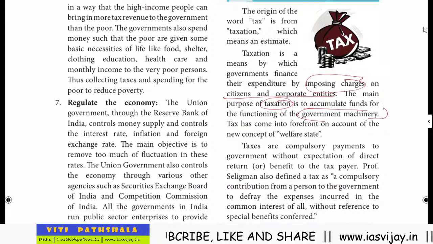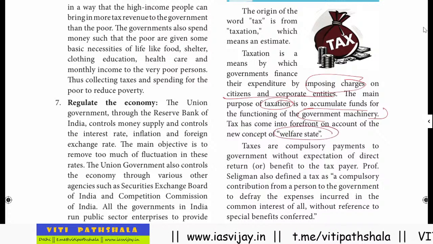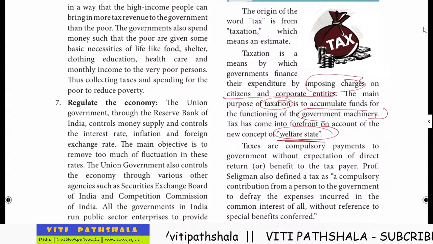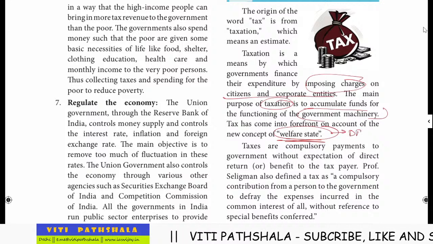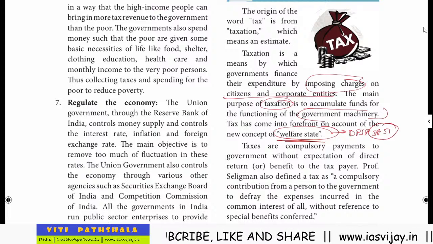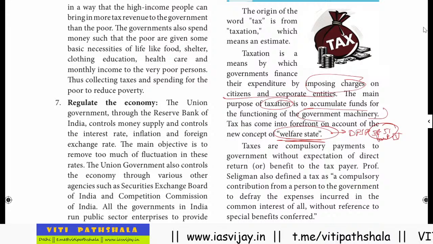Tax has come into the forefront on account of the new concept, that is the welfare state. Whenever the word welfare state comes, in your mind you should go to the DPSP provisions, Articles 36 to 51, which deal with DPSP, Part 4. So like this, your preparation should be.